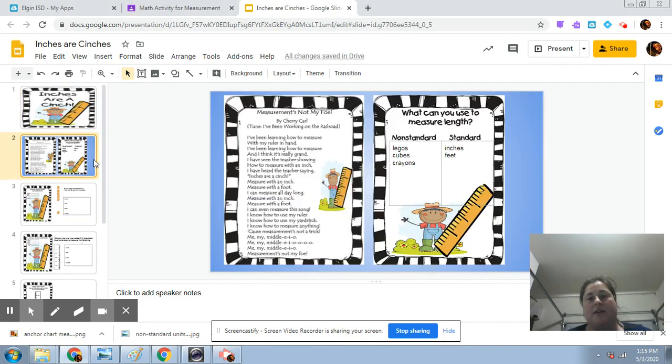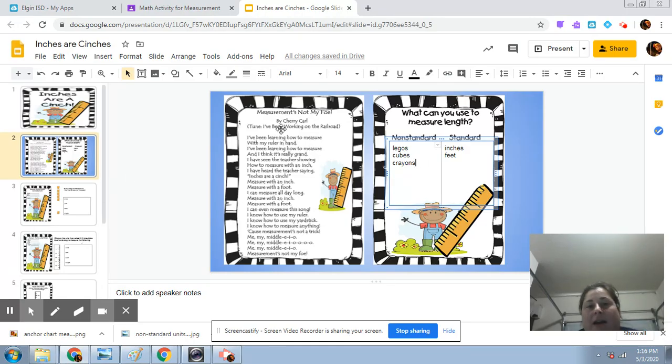So starting on slide 2, you're asked to determine what are some non-standard units, kind of what we did last week, and then what are some standard units. So I went ahead and typed in some examples. Students can put Legos, cubes, crayons for non-standard units, or for standard, what about inches or centimeters, or I put feet.